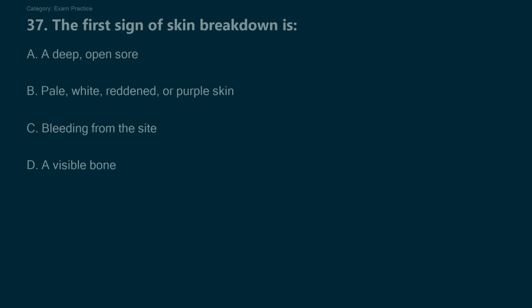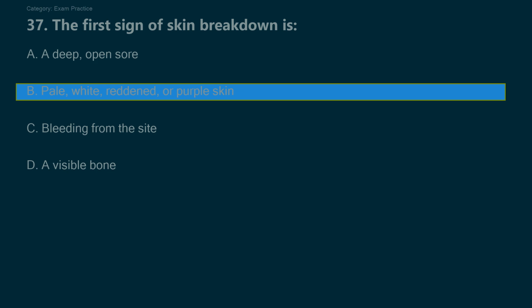Question 37. The first sign of skin breakdown is option A, a deep, open sore. Option B, pale, white, reddened, or purple skin. Option C, bleeding from the site. Option D, a visible bone. The correct answer is option B, pale, white, reddened, or purple skin.